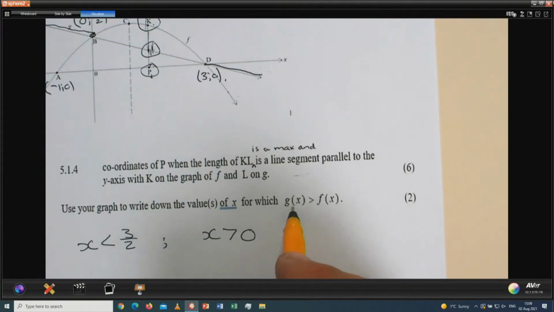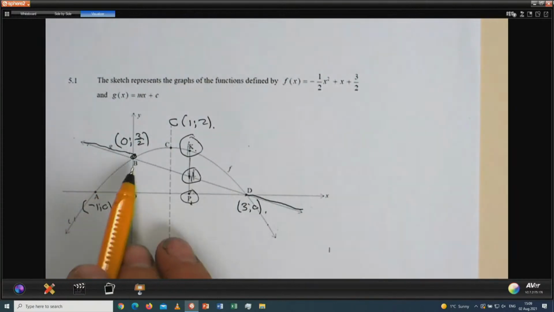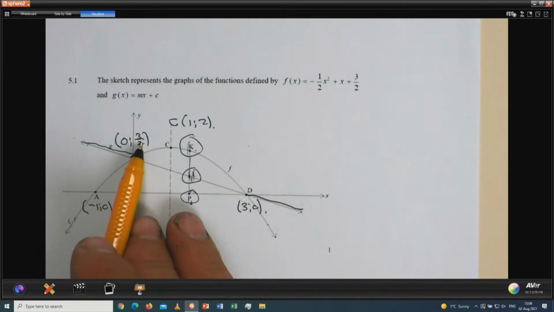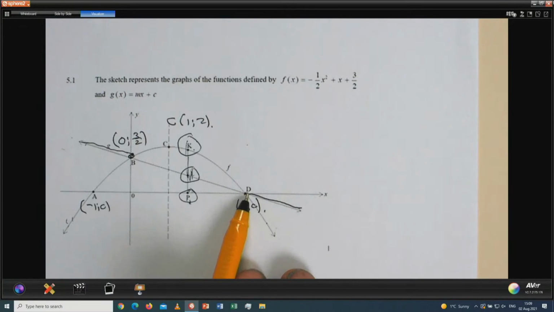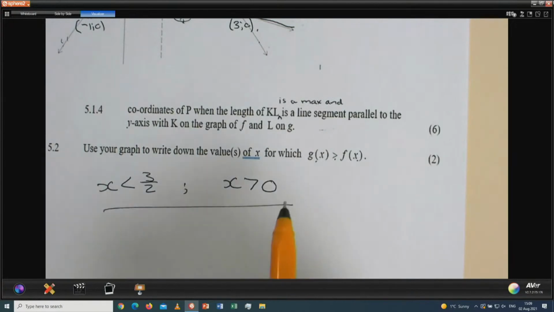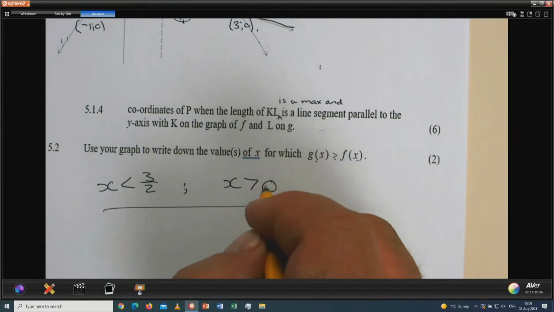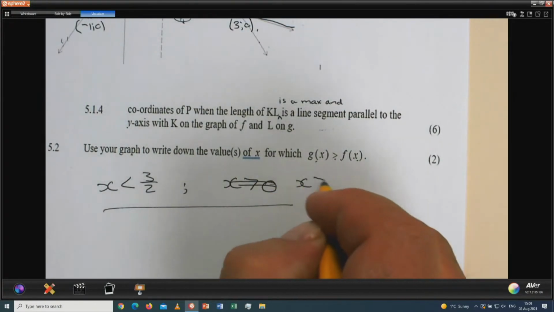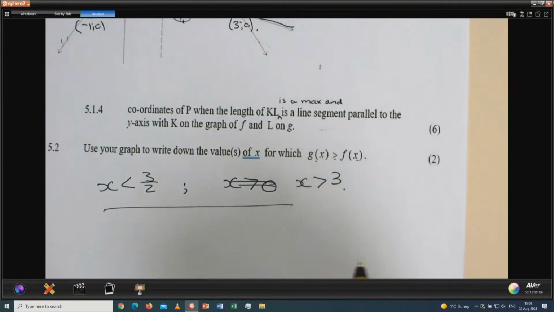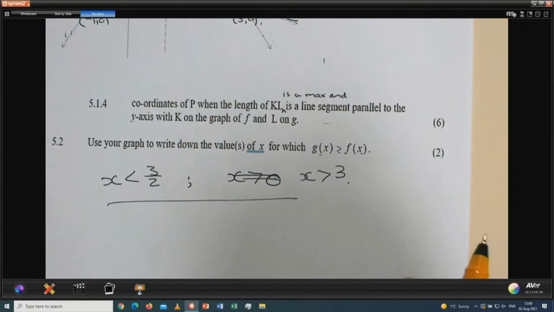Where is the g graph higher than the f graph? The g graph here is higher than the f graph for x less than 3 over 2, and the g graph is higher than the f graph for x greater than 3. So x greater than 3. And that brings us to the end of the session of grade 11 functions.